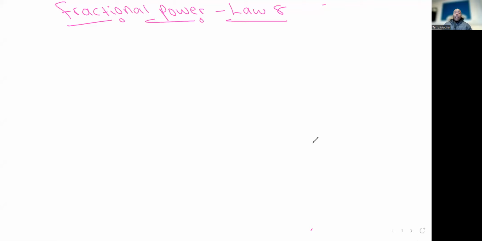We're going to the 8th law now, which is the fractional power. Please don't forget to have a look at the 7 previous laws and be sure you know how to solve them. You can take some practice questions from the textbook or from a worksheet. Try them, and if you have any question you're not really sure about, please let me know.